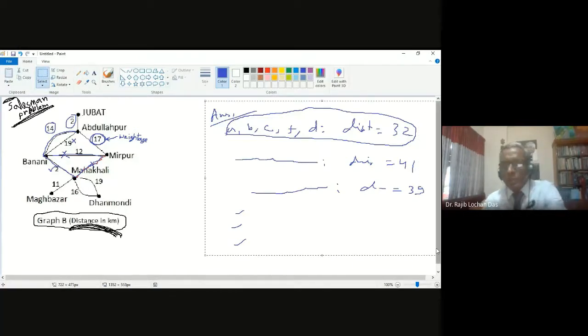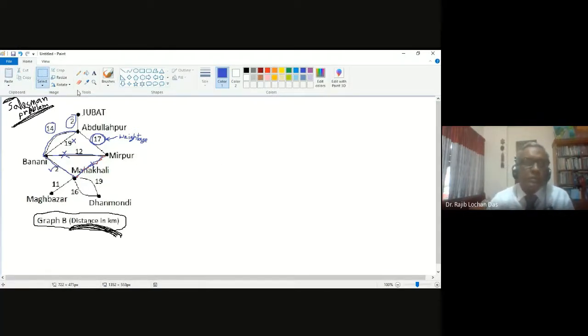And the weightage may be time, or the weightage may be expense. These are very common in the traveling salesman problem, the shortest path problem. So maybe time, maybe expense, these are very common. But this idea can be others also, based on the situation, based on the graph, what we are thinking about. Okay, so that is all.